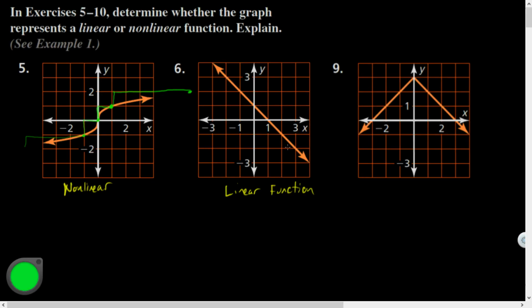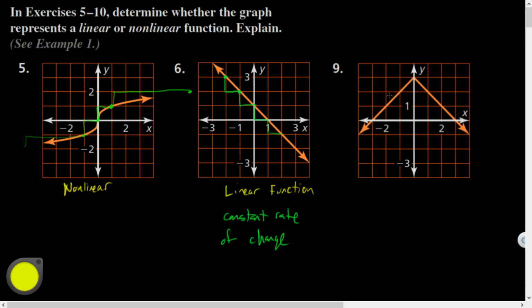The middle one here, the orange one, yeah. So that is a linear function. And also notice that between any 2 points, down 1, over 1, down 1, over 1, down 1, over 1, it has a constant rate of change. It's always the same steepness. So constant rate of change. Let me mark this. Very good.